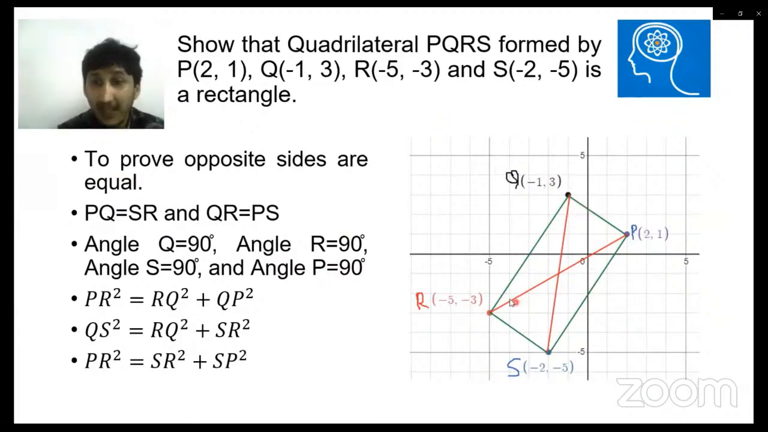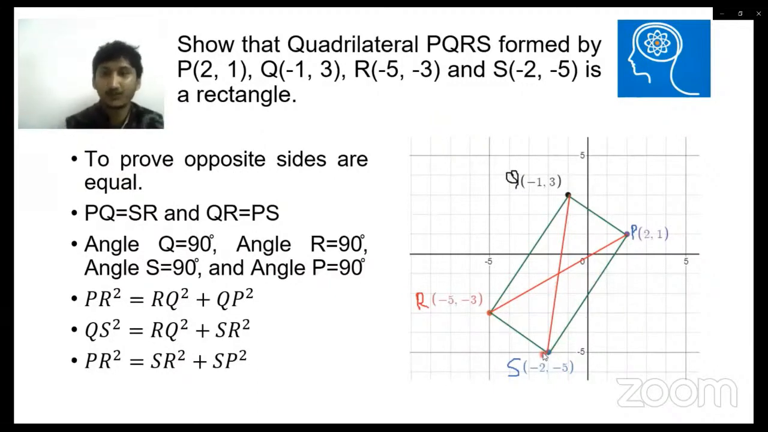Similarly, if we have to prove that angle R is equal to 90 degrees, that R is a right angle, what will we have to say? In a right angled triangle, if R is the right angle, QS square will be equal to QR square plus RS square by Pythagoras theorem. So if we prove that QS square is equal to QR square plus RS square, we can say that this angle is 90 degrees.